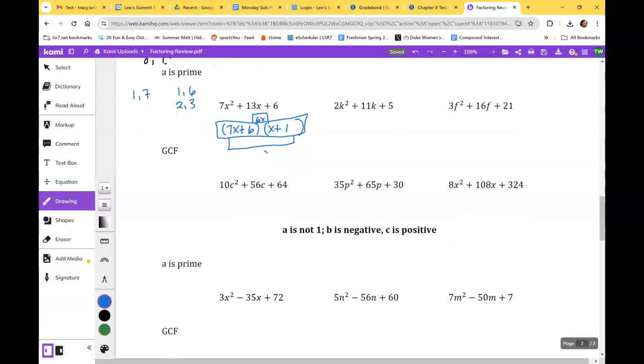Okay, sometimes we have to take a GCF out first. What I notice about this one is that they're all even. A couple of them can be divided by 4, but 10 can't. So I'm going to take the 2 out. So I'm dividing everything by 2.